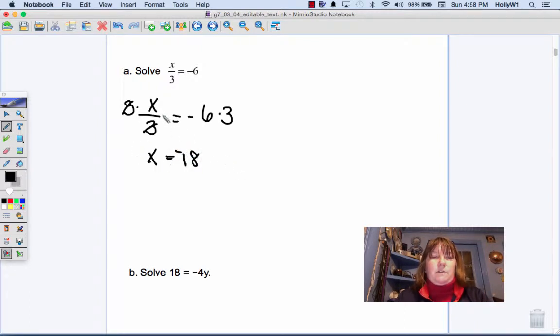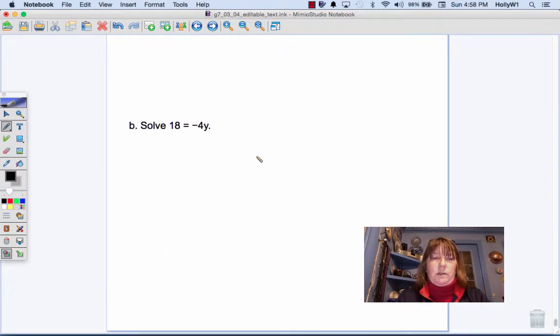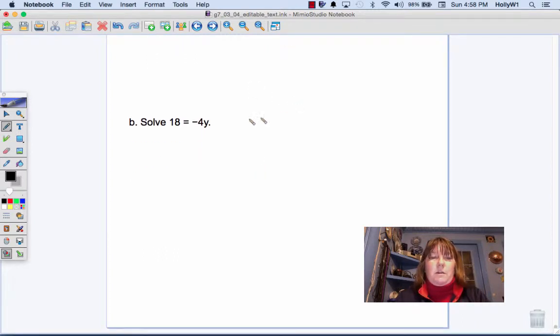And that's how you would solve that. Now, if I plugged negative 18 back into this equation, negative 18 divided by 3 is indeed equal to negative 6. So that works out. Let's scroll down a little bit, and we'll solve an equation that has multiplication in it.